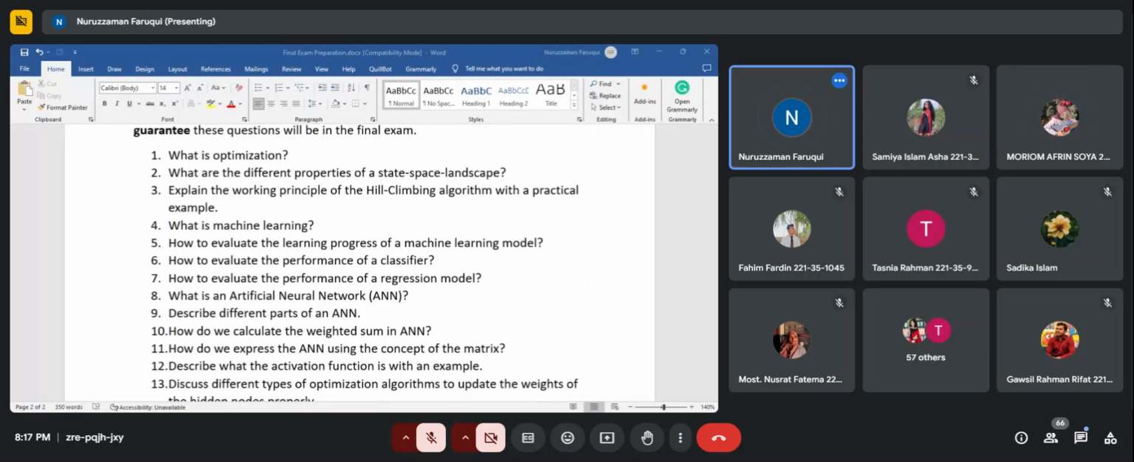Yes, it is handwritten. Lab report can be computer typed, but assignment must be handwritten.